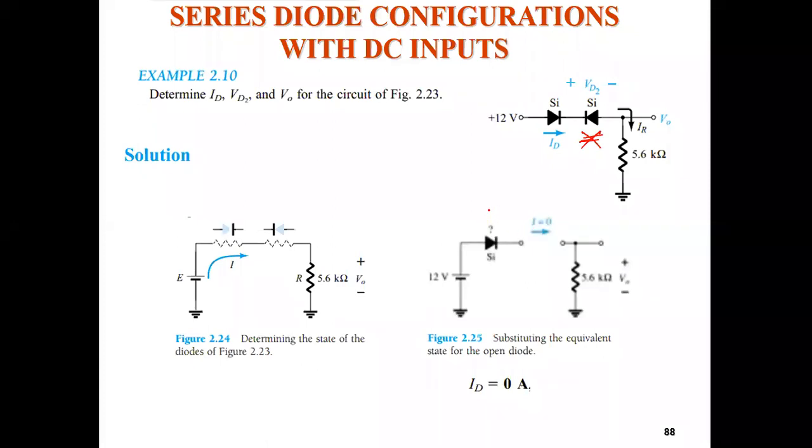Now we have to find out how much voltage is appearing across this first silicon diode and how much voltage is appearing across this second silicon diode. The current flowing across the first silicon diode is 0, so obviously this first diode is not consuming anything. Though you are applying 12 volt, which is capable of switching on this first diode, the current is not flowing because the second diode is off.